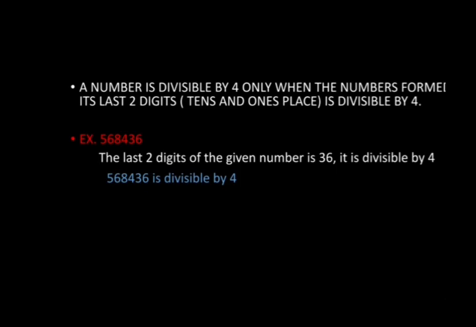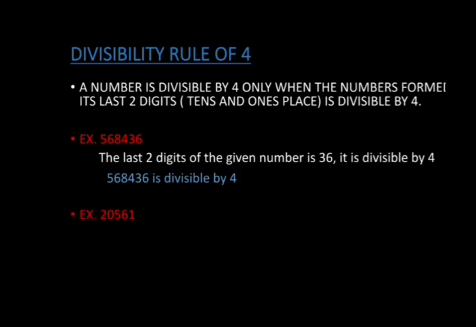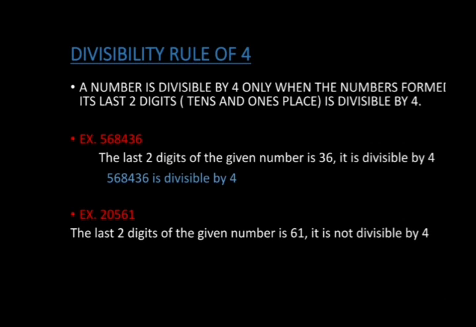Now let us see another example. 20,561. What are the last two place values of the given number? It is 61. 6 and 1 are the last two digits of the given number. Is 61 divisible by 4? No, 61 is not divisible by 4. So what can we say? The given number 20,561 is not divisible by 4.